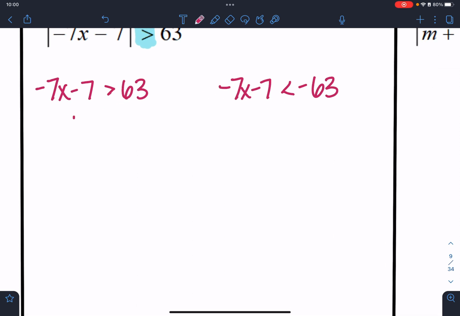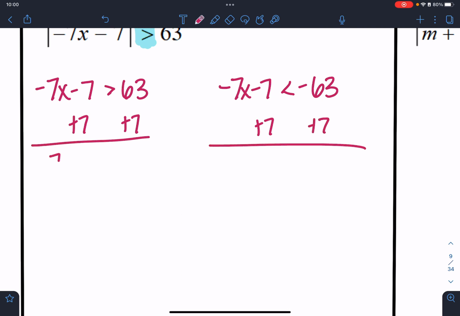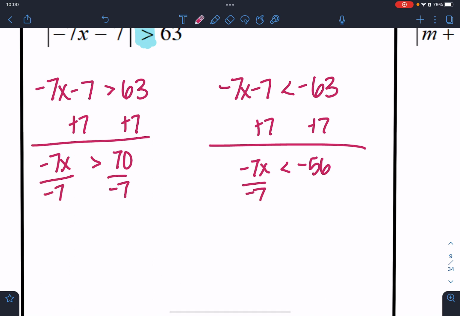So make sure you also do that or your signs will just be slightly off. Okay, so 2-step equation here. I can add 7 to both sides. I'm going to do that to both inequalities. So I get negative 7x greater than 63 plus 7 is 70. Then negative 7x less than negative 63 plus 7 is negative 56. Okay, so now I can divide. So I'm dividing again by that negative number, which is going to cause my signs to flip. So I have x, change my symbol, 70 divided by negative 7 is negative 10. Then this one, x, flip my symbol because I'm dividing by a negative. 56 divided by 7 gives me 8.